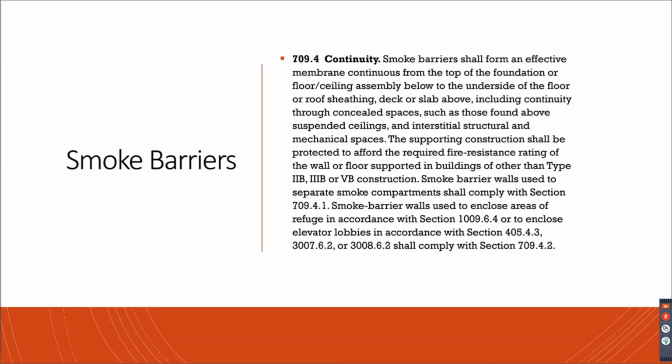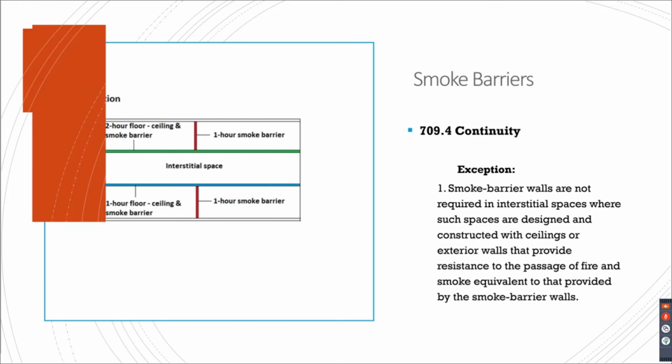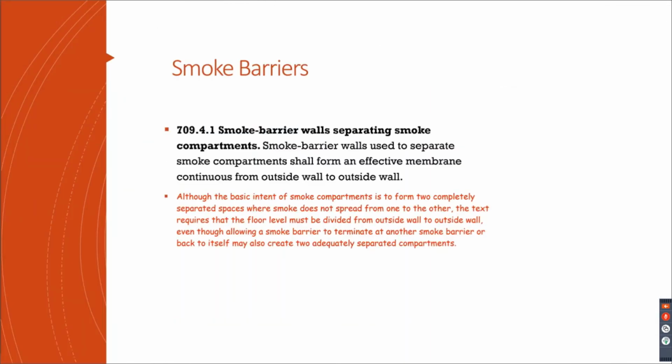When you're using smoke barriers to separate smoke compartments, again, they go exterior wall to exterior wall. And then if they're required for enclosing lobbies, elevator lobbies, or refuge areas, then go to these appropriate sections for those conditions. This just says what I already said.